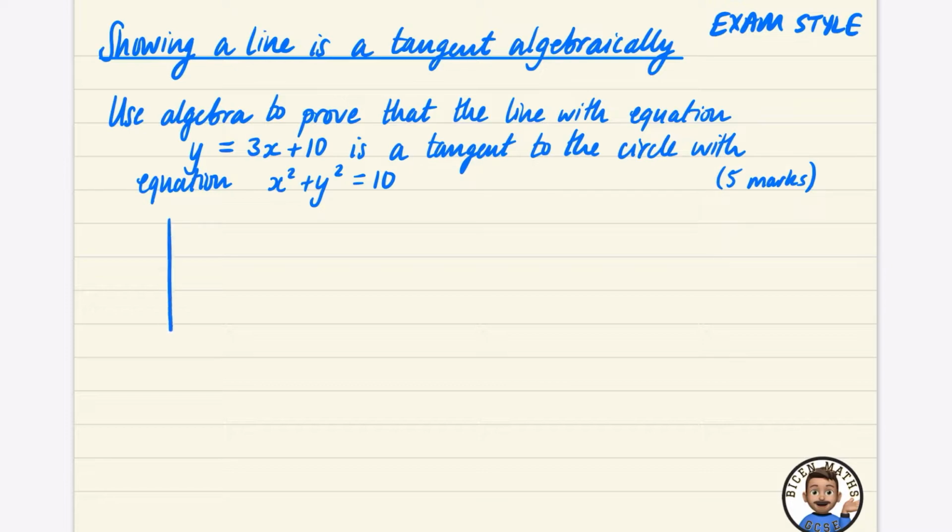Let's just quickly remind ourselves of the definition of what a tangent is to a circle. If we have a circle and a tangent, we said that it would be crossing at one point. The other options are that it doesn't cross anywhere or that it crosses twice. So if we can solve these equations simultaneously and show that there is only one solution to the simultaneous equations, then it must be a tangent. There's only one option for that.